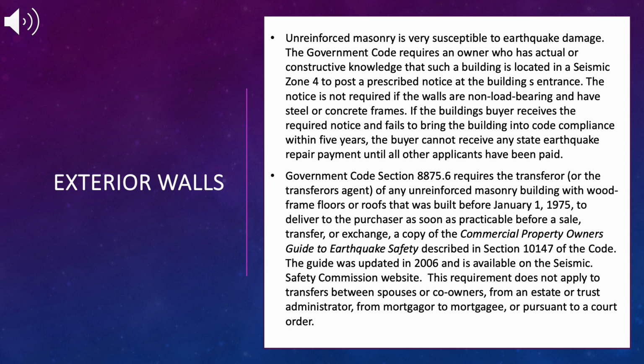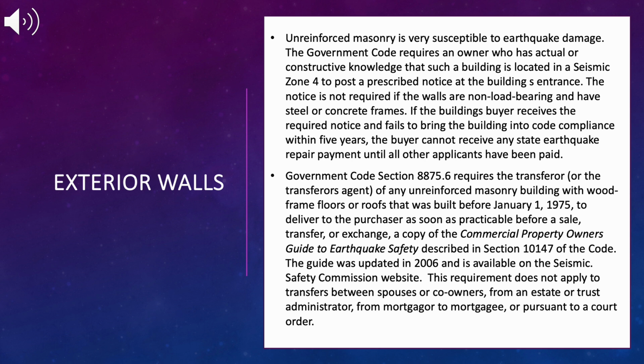Unreinforced masonry is very susceptible to earthquake damage. The government code requires an owner who has actual or constructive knowledge that such a building is located in a seismic zone 4 to post a prescribed notice at the building's entrance. The notice is not required if the walls are non-load bearing and have steel or concrete frames. If the building's buyer receives the required notice and fails to bring the building into code compliance within 5 years, the buyer cannot receive any state earthquake repair payment until all other applicants have been paid.